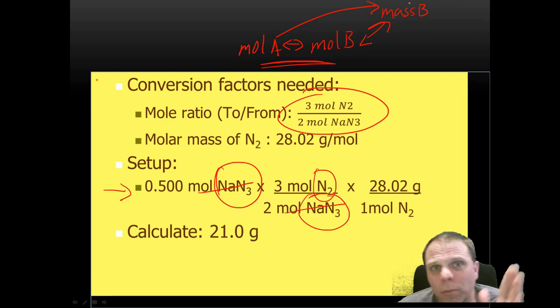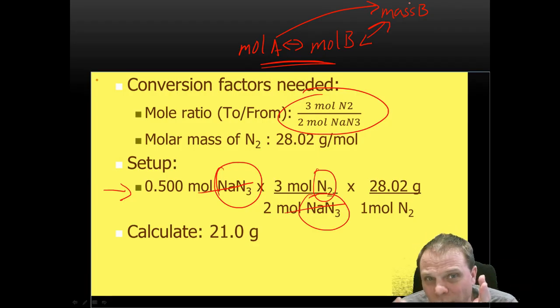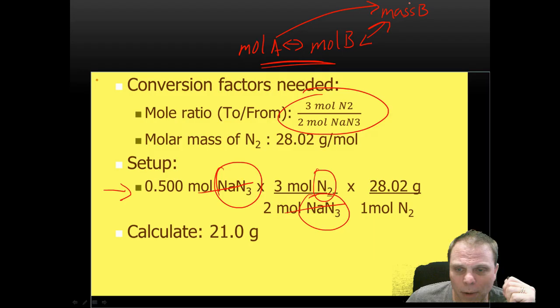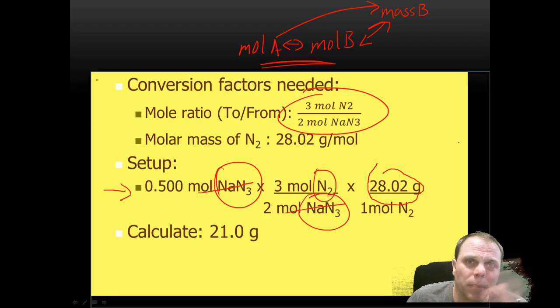You always have to go from moles of A to moles of B. Whatever you're starting with to whatever you're trying to get to, you've got to go through those moles when you're doing these types of problems. And so that's where I use my mole ratio. And then I use this. Where do I get that number from? I get that number from the periodic table, right?